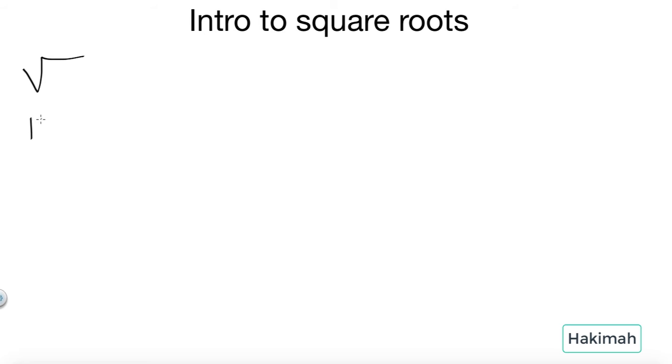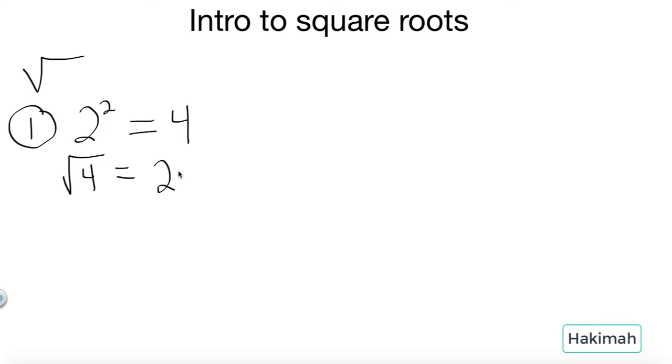Example 1. Let's say we have 2 to the power of 2. We have 2 squared. We know essentially that is 2 times 2, which is equal to 4. So we ask ourselves, what times itself is equal to 4? That leads us to the square root of 4. If 2 squared is 4, that means the square root of 4 is 2. 2 times itself is equal to 4, which means the square root of 4 is equal to 2.